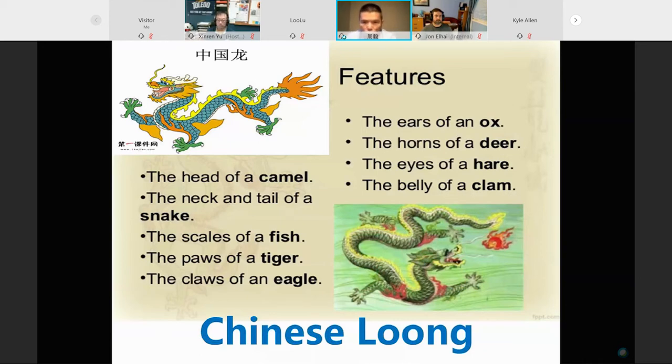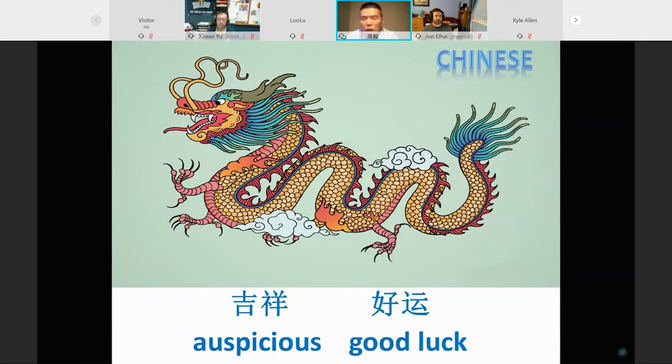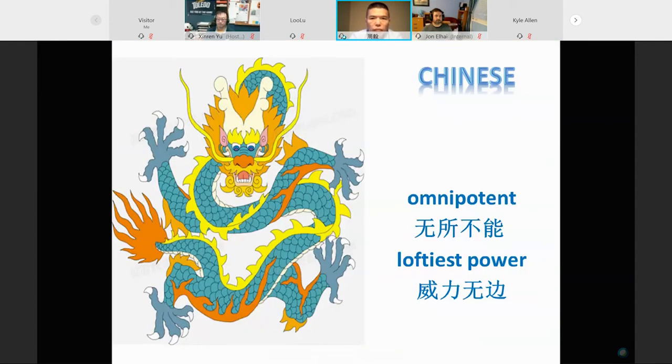This is what a Chinese dragon looks like. See, the Chinese dragon looks cute, beautiful. It means auspicious, good luck. Chinese dragon lives in water, controlling thunder, lightning, and water, and they can summon clouds. And it has the power of flying.